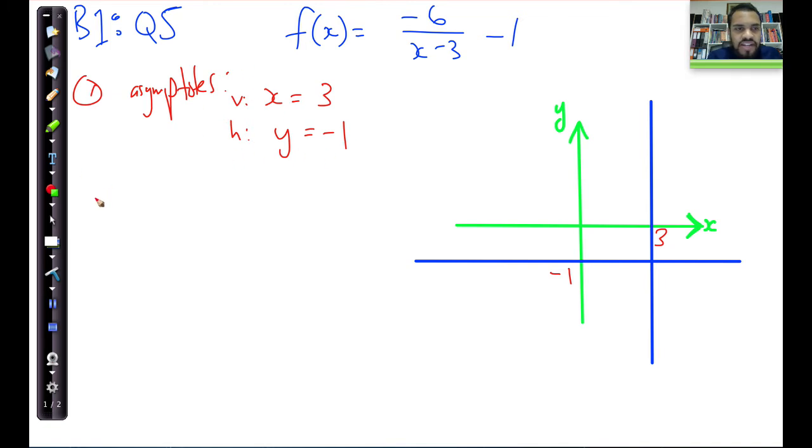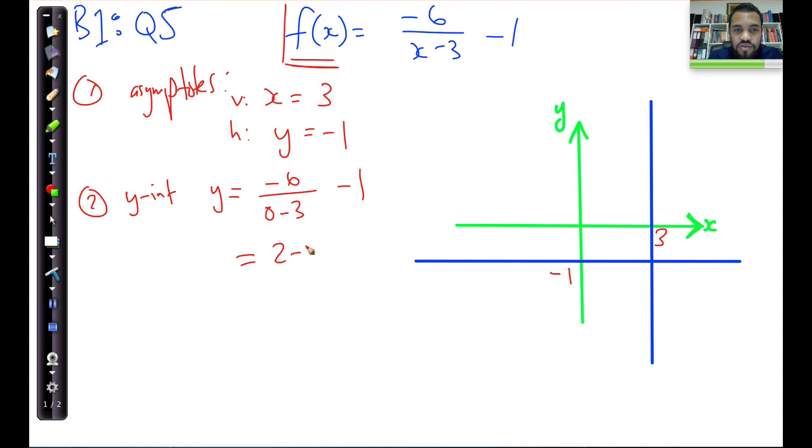Now that's about it. Number 2, we're going to start looking at the y-intercept, which is where we make x equal to 0. So remember, this here refers to our y. F of x is our y. So I'm going to make x equal to 0. I'm going to say y is equal to -6 over 0 minus 3, minus 1. So -6 over -3 is going to give us +2 minus 1, and 2 minus 1 is just 1.